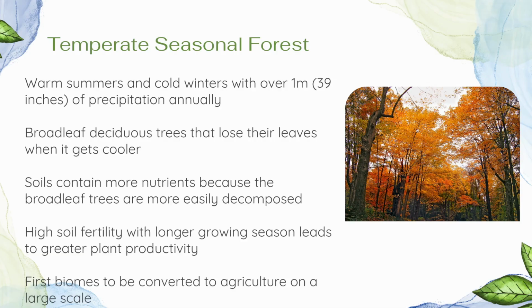Moving to the temperate seasonal forest, we find warm summers and cold winters, with over 1 meter of annual precipitation. This biome is dominated by broadleaf deciduous trees that lose their leaves when it gets cooler, just like our area here. The leaves of these trees decompose more easily, so the soil contains more nutrients and is more fertile.